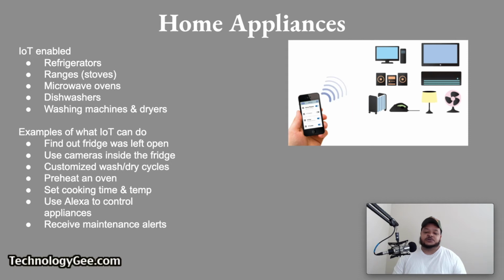and dry cycles, preheat an oven, scan food product barcodes to set cooking time and temperature, use Alexa or other smart home speakers to control appliances, receive maintenance alerts when it's time to replace filters, and they can do a whole bunch of other stuff as well.